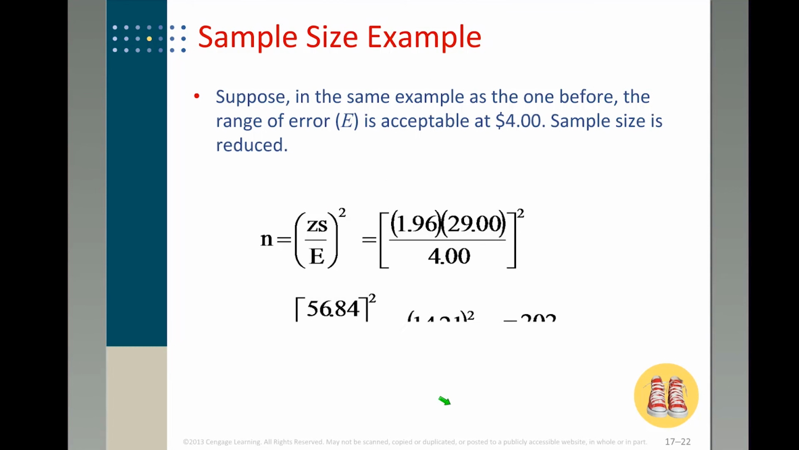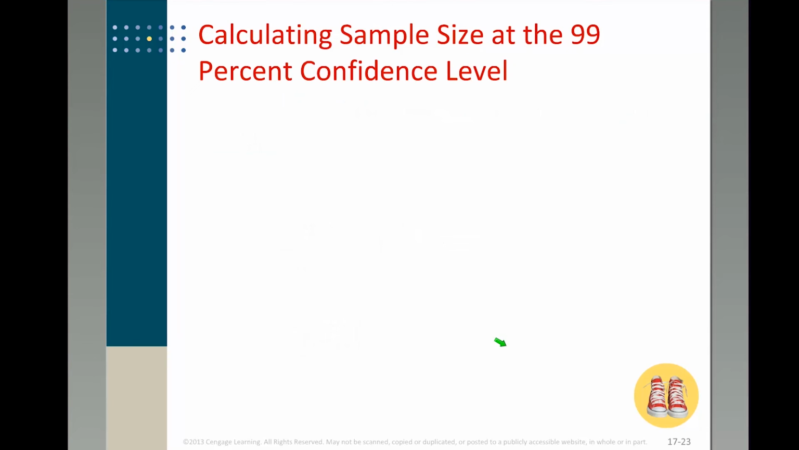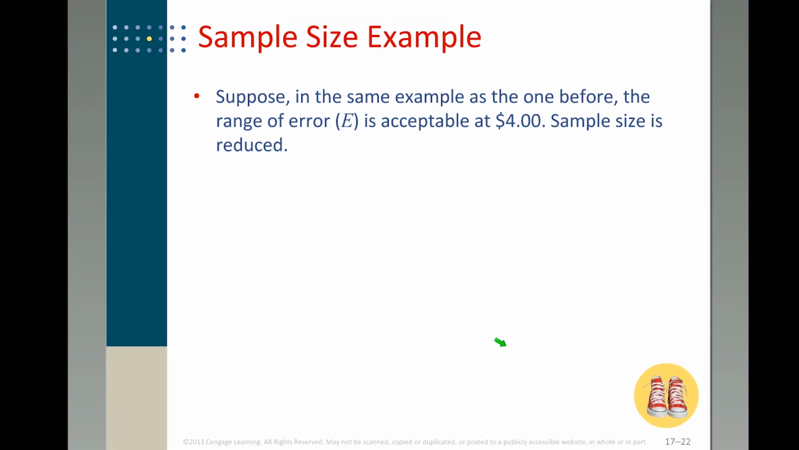Now, what if we change the range of error? What if we now tolerate $4 as the range of error? That is, we can tolerate more error, but we're able to live with a wider interval. If we go through the calculation, the sample size reduces to 202 observations. That's good and bad. The good is, yes, you have less work. You are facing a smaller sample size. The bad is, actually, for confidence interval, narrow intervals are more useful than wider intervals.